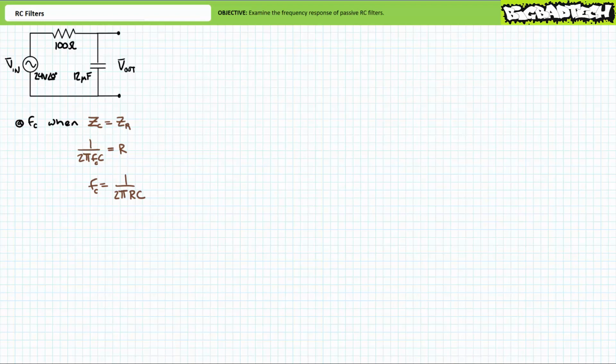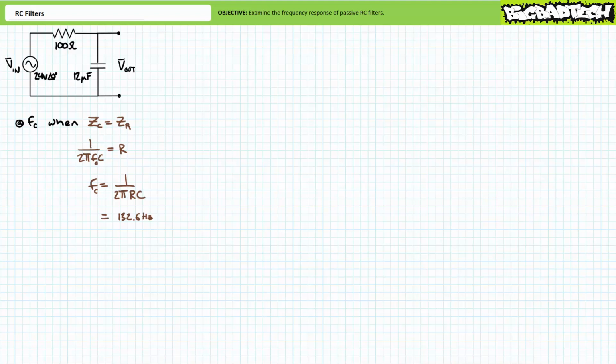Given this is a low-pass filter, we should expect some predictable behavior at frequencies below, at, and above the critical frequency. Consider the following series circuit, consisting of a 100 ohm resistor and a 12 microfarad capacitor. The source Vin has an effective value of 24 volts and an excitation frequency that can be varied from 1 to 1 kilohertz. What's the critical frequency for this particular circuit? By all means, pause the lecture and try this on your own. If you're tracking, you should have obtained the following results.